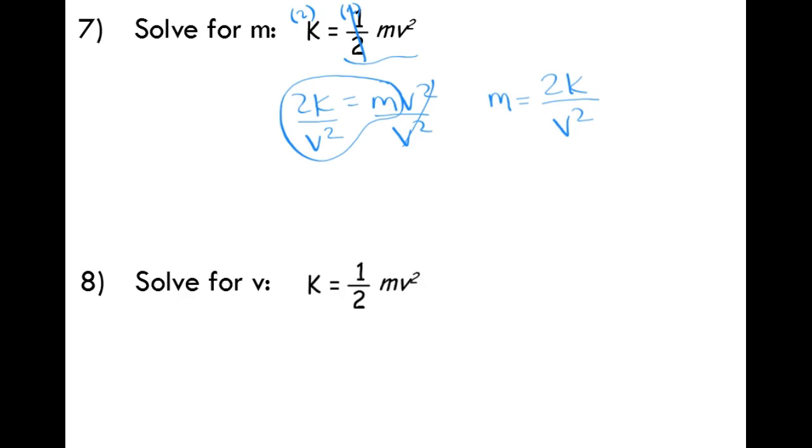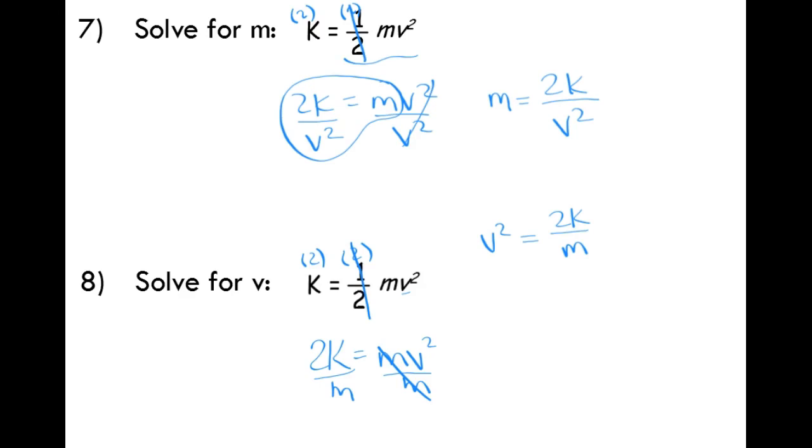And this one here is going to be a little different. Same exact start. We want to isolate the v though, so multiply by 2, multiply by 2. You get 2k equals mv squared. This time we want to get rid of the m, so that's gone. But now we have this pesky squared stuck to the v. And so far we just keep doing the opposite. Do the opposite to get rid of it, to undo what's being done.